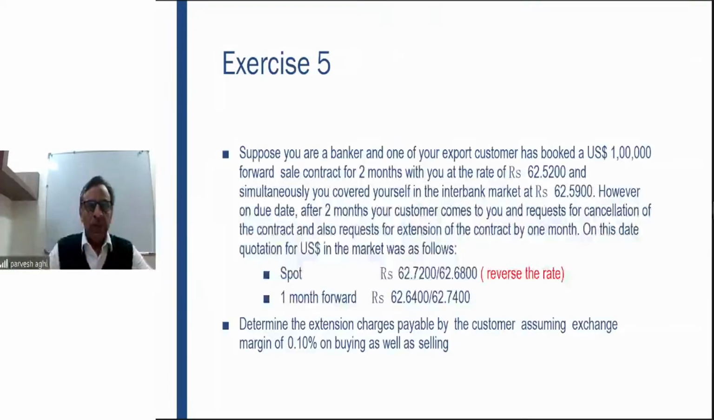Now this question requires some attention. I put something in red on the spot rate. If you can see, the spot rates are 62.72 and 62.68, whereas the 1 month forward rate is actually in order. Here the bid and ask rates are written in jumbled order. Bid has to be always lower and ask always higher. This is just to confuse you, so you should take 62.68 as the bid rate and 62.72 as the ask rate. I put this red marker here, so keep that in mind while solving.